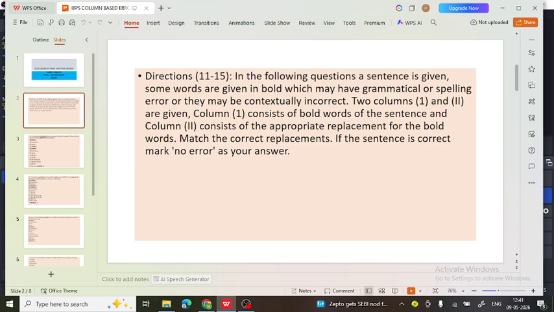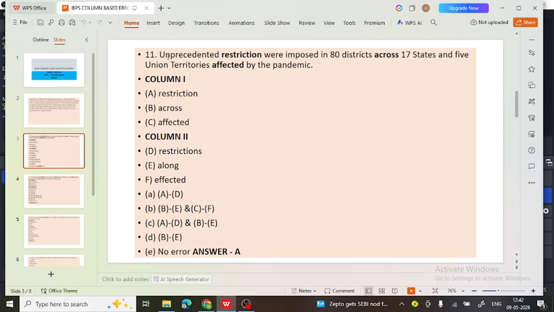Column 1 consists of the bold words of the sentence, and column 2 consists of the appropriate replacements for the bold words. Match the correct replacement, and if there is no such replacement, then you have to mark the answer as no error. Now let's see the first example here on the screen.